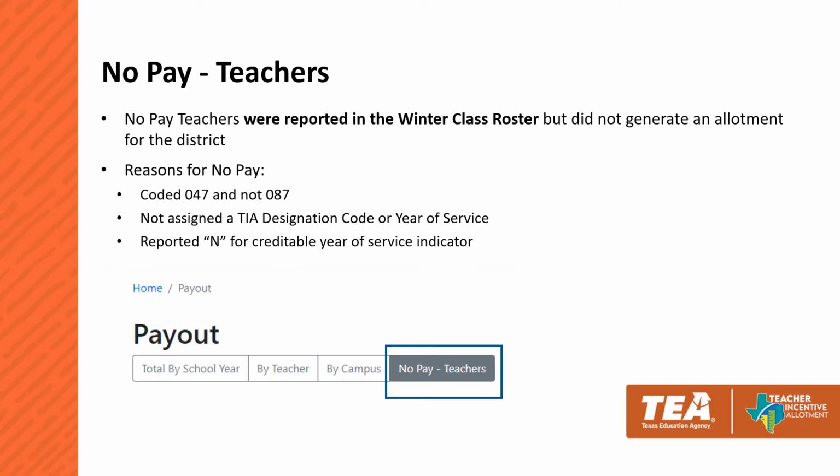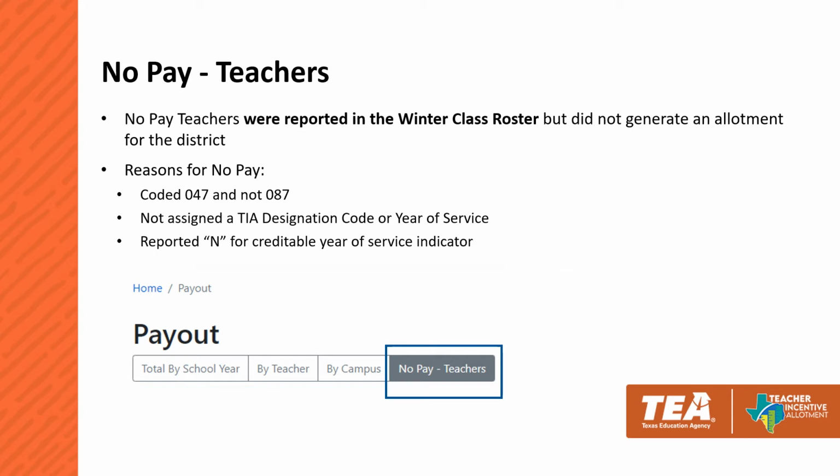One more reference to no-pay teachers. These were reported in the winter class roster but did not generate an allotment. The most common reason is that they were coded as 047 and not as 087. Given that this is the first year that districts used a TIA designation code or year of service, it's possible that there were some oversights with the PEIMS coordinators and maybe they were not given the creditable year of service. But those will show up on your payout no pay teachers.